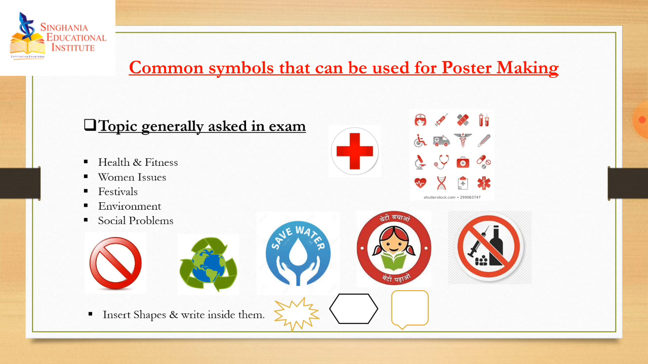I've given certain symbols. You can think of more of them and add them. Whenever you practice, you will definitely get more and more ideas. So this one is for healthcare. You can make a cross, then a stop symbol for stopping someone from something, then the earth, save water. For women issues, you can use this symbol. Similarly, many more are there. If you practice, you will come to know.